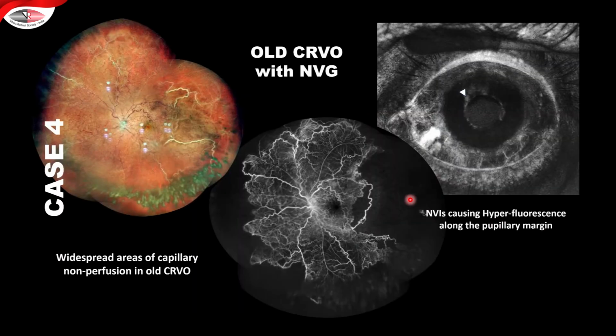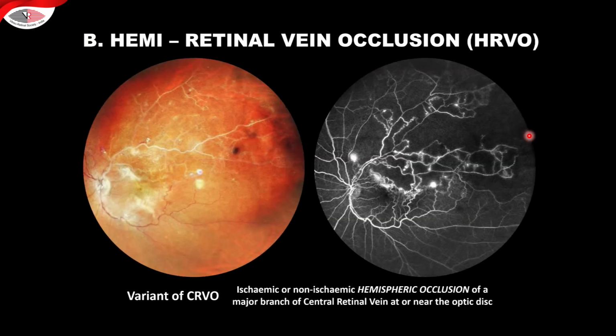This is a patient of an old CRVO. You can see sclerosed vessels. You look at the angiogram and you'll see a lot of capillary non-perfusion all around. Even in the iris, you can see the NVIs, which are hyperfluorescing on the pupillary margin in these cases. They require extensive treatment in terms of anti-VEGFs and lasers in multiple settings.